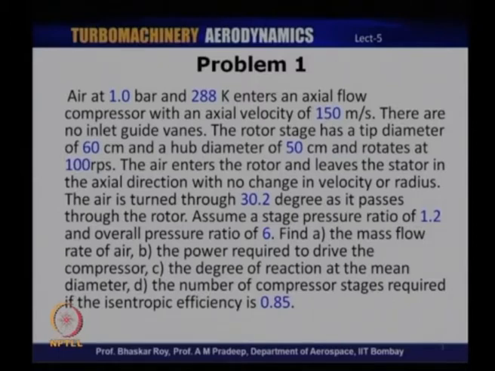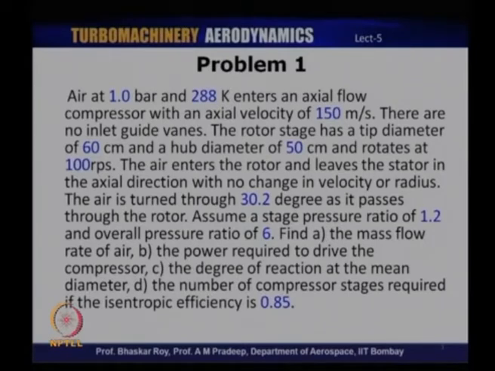The rotor stage has a tip diameter of 60 centimeter and a hub diameter of 50 centimeter, and rotates at 100 revolutions per second. The air enters the rotor and leaves the stator in the axial direction with no change in velocity or radius. The air is turned through 30.2 degrees as it passes through the rotor. Assume a stage pressure ratio of 1.2 and an overall pressure ratio of 6. Find the mass flow rate of air.